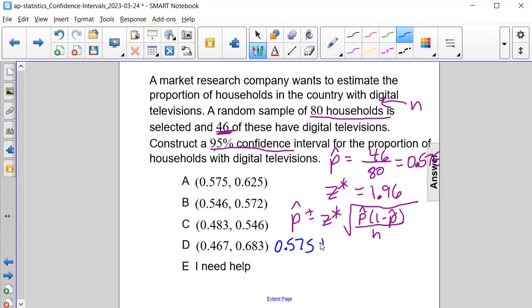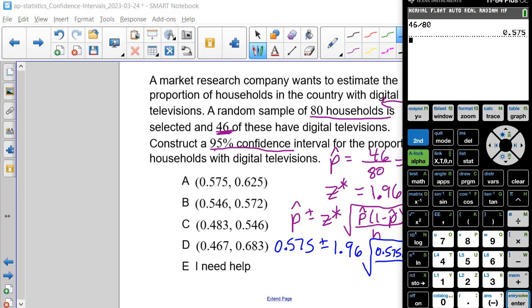0.575 plus or minus z star is 1.96, and then we have to do the square root of 0.575 times 1 minus 0.575, and all divided by n, which is 80. And now let's substitute these values into a calculator.